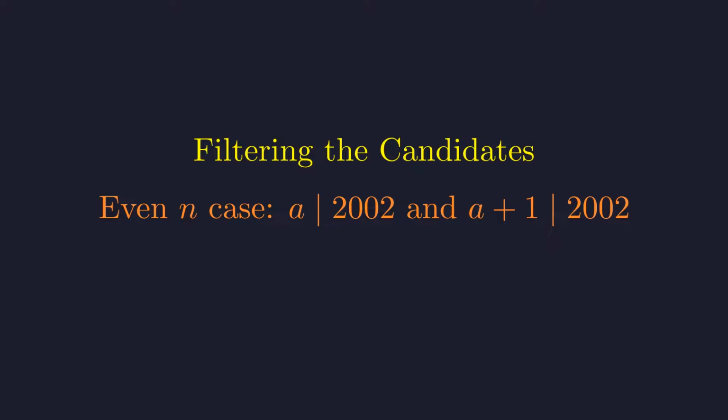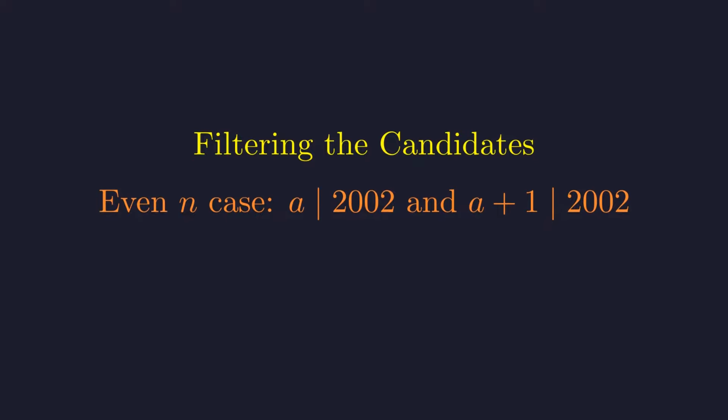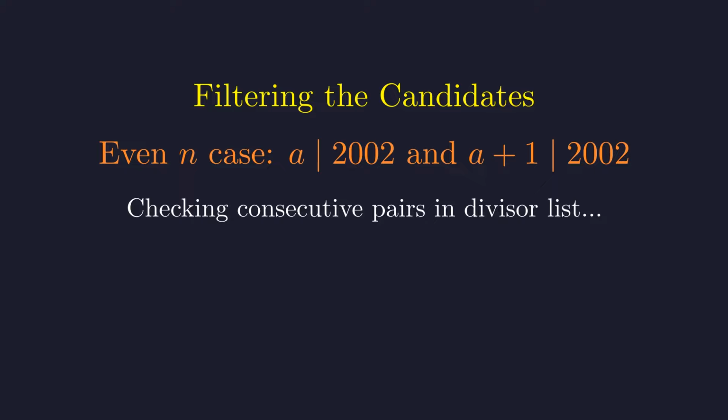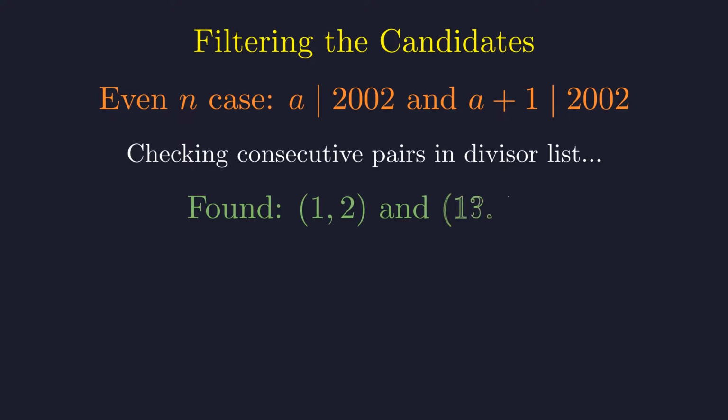For even n, we need consecutive integers that are both divisors of 2002. Let's systematically check our divisor list for consecutive integers. We find exactly 2 consecutive pairs, 1 and 2, and 13 and 14. This gives us a equals 1 or a equals 13 for even n.